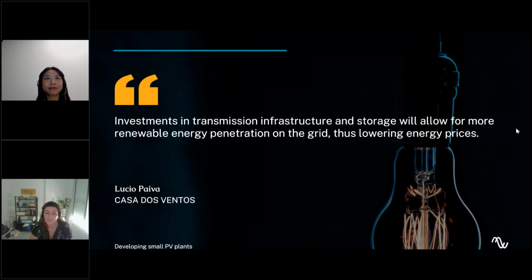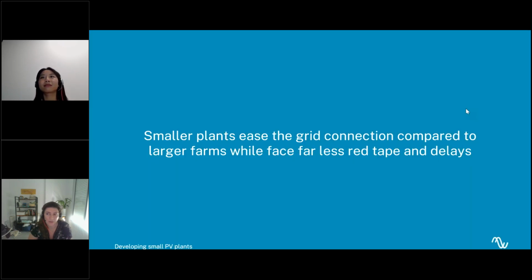Okay, so after that, another thing that I want to mention, which is the topic here today, is how smaller plants can ease grid connection compared to larger farms while facing far less red tape and delays, both of which can add substantially to the cost of a project, right?